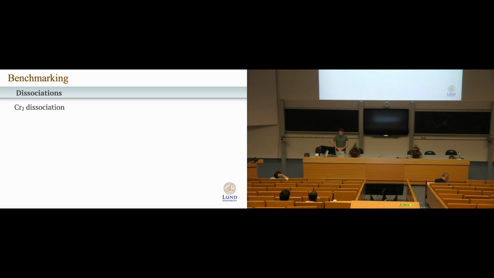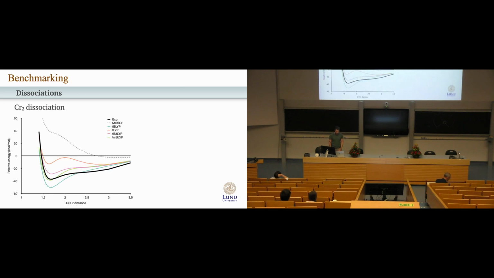And of course, any talk about strong correlation has to mention that. And so this is the result. It's a very interesting case because there is strong correlation absolutely everywhere, but there's also a lot of dynamic correlation. So if you just do MCSCF, you might be fixing strong correlation, but you're still very far off, and you actually barely predict any binding.